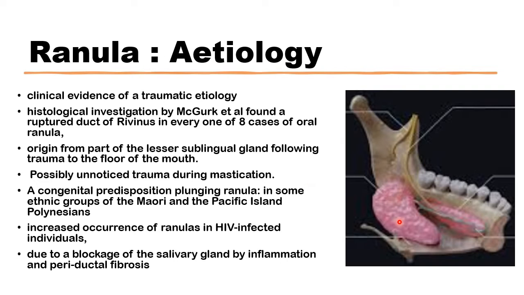There may also be a congenital predisposition for plunging ranulas, because the incidence of plunging ranulas in some ethnic groups and tribes in some Pacific islands is much higher than in other parts of the world. There is also this association between being HIV positive and having ranulas in children in Zimbabwe, possibly due to blockage of the salivary glands by inflammation and periductal fibrosis.